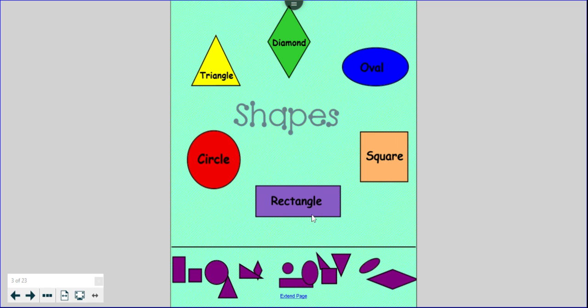Maybe you said that they both have four pointy corners. 1, 2, 3, 4. Maybe you told someone that they both have four sides, or that they both have straight lines. If that's what you said, you are correct. Good job.